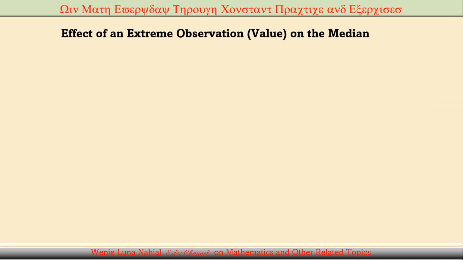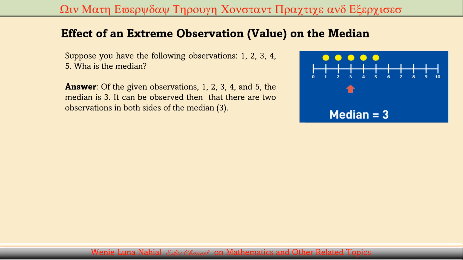Effect of an extreme observation on the median. Suppose you have the following observations: 1, 2, 3, 4, and 5. What is the median? Of the given observations, the median is 3 because that is the middlemost observation. And these are already arranged, so our median is 3. It can be observed then that there are 2 observations on both sides of the median 3. And we can see that on the number line.